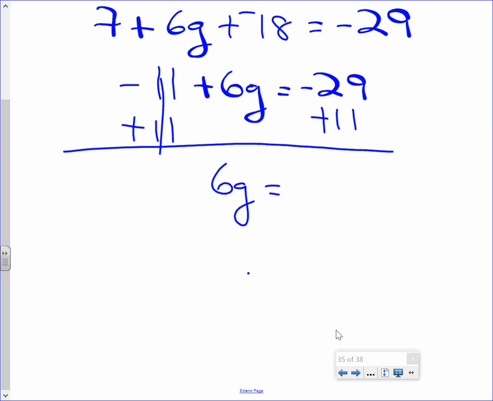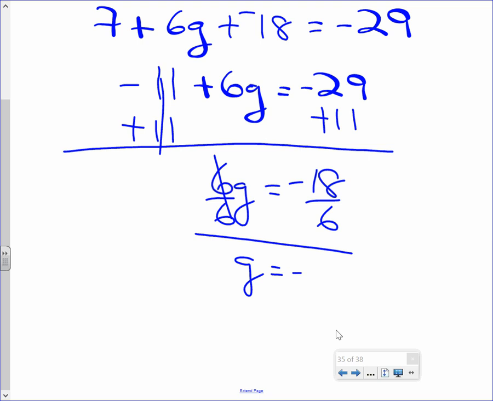6G. Help, I'm bad with mental math. Sounds good to me. Divided by 6. Awesome. We're rocking and rolling.